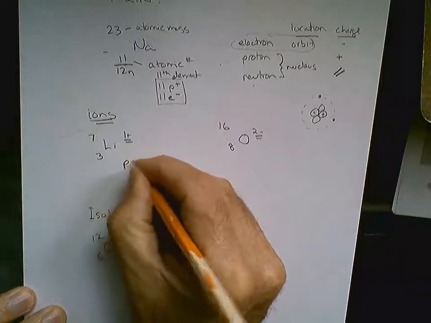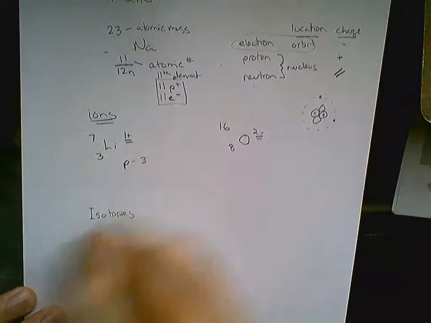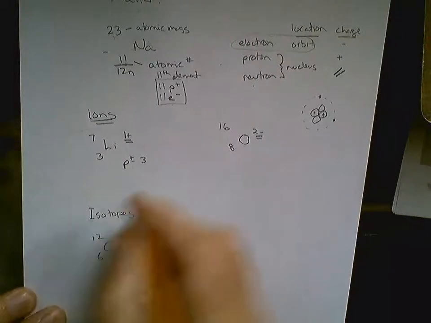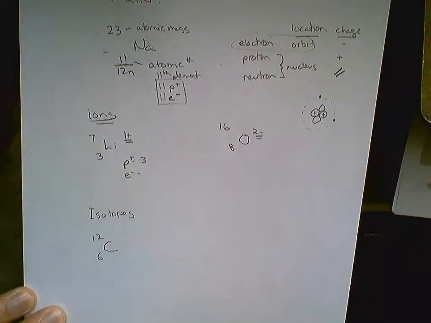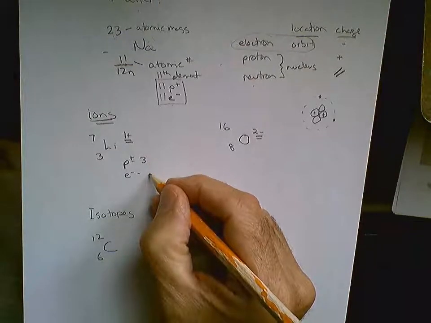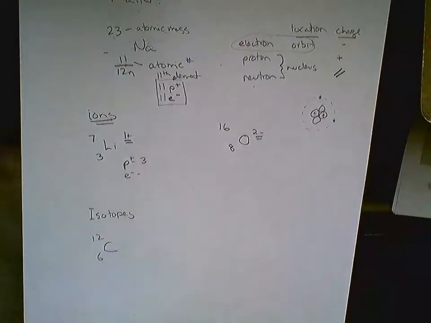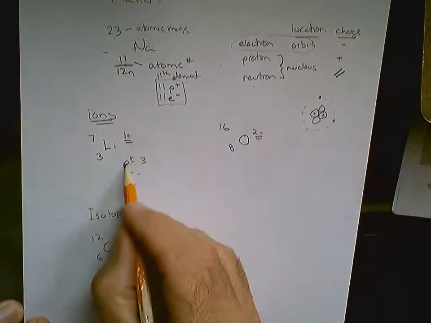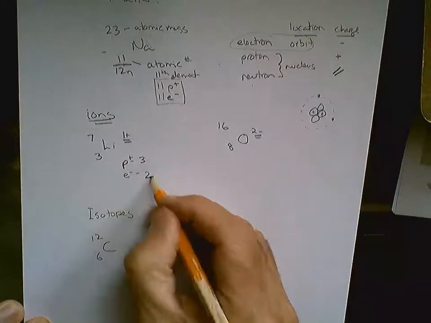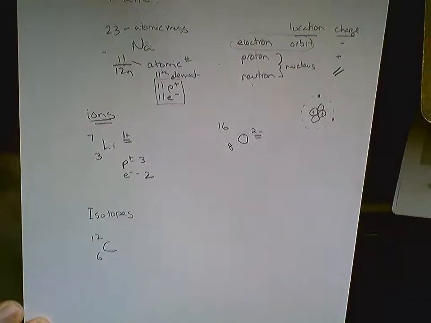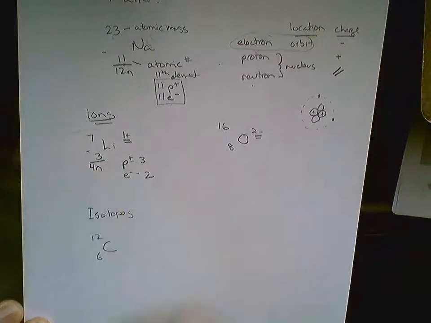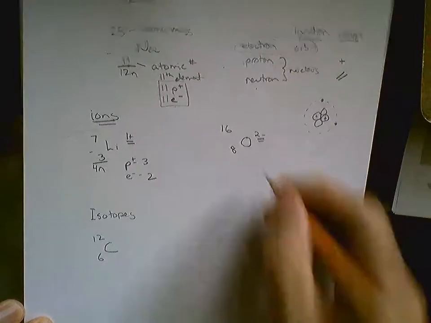To get your proton number, it is 3, because whatever your atomic number is is always your proton number. To get your electron number, you would think it would be 3 because protons and electrons are always the same, but that doesn't count if there's a charge. 1+ means there's one more positive than there is negative. So 3 protons, 2 electrons. To get our neutrons, you subtract 7 - 3, 4 neutrons.